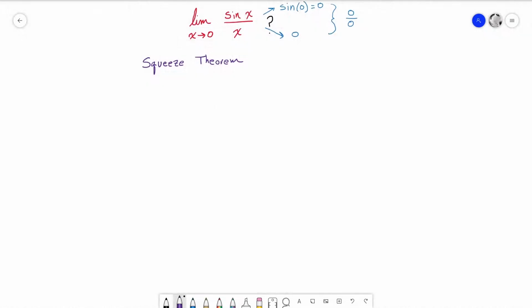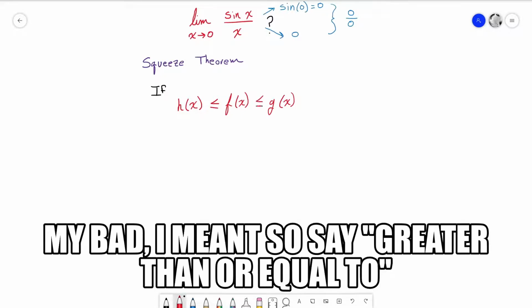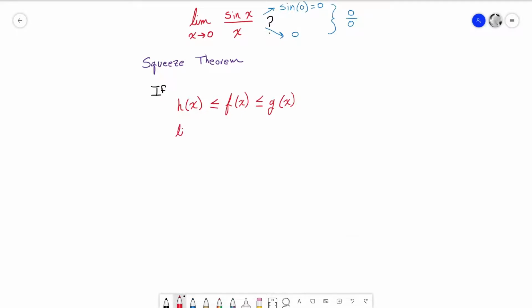And the squeeze theorem is this. So we're going to have two conditions. The first condition is that we need to look at three functions. We need to look at h of x, f of x, and g of x. And they have to be related in a special way. g of x has to be greater than or equal to f of x, and h of x has to be less than or equal to f of x. The second condition is that the limit of h of x as we approach some value and the limit of g of x as we approach some value, they have to be the same number.